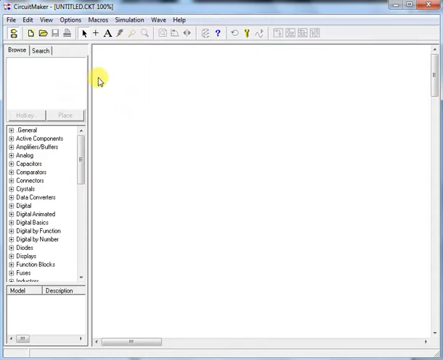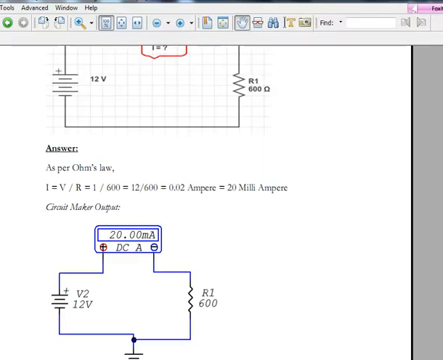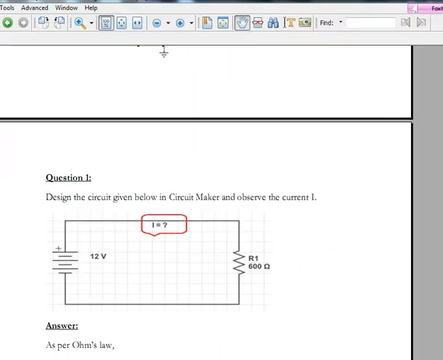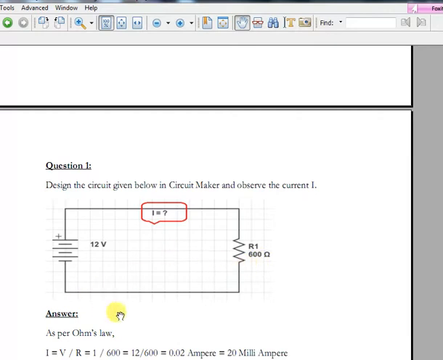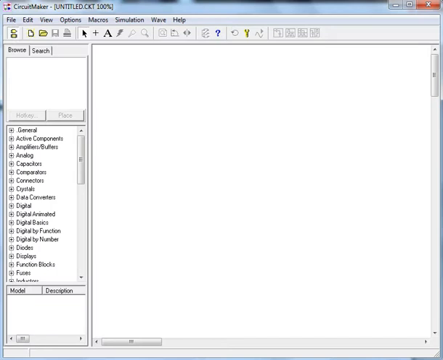Now your CircuitMaker, once you will install, it looks like this. If you don't know how to install, you will find it in the document in the first page. So as clear from the circuit that what we need is a battery, a resistor, and a meter to know the current. Fine. So here we are.